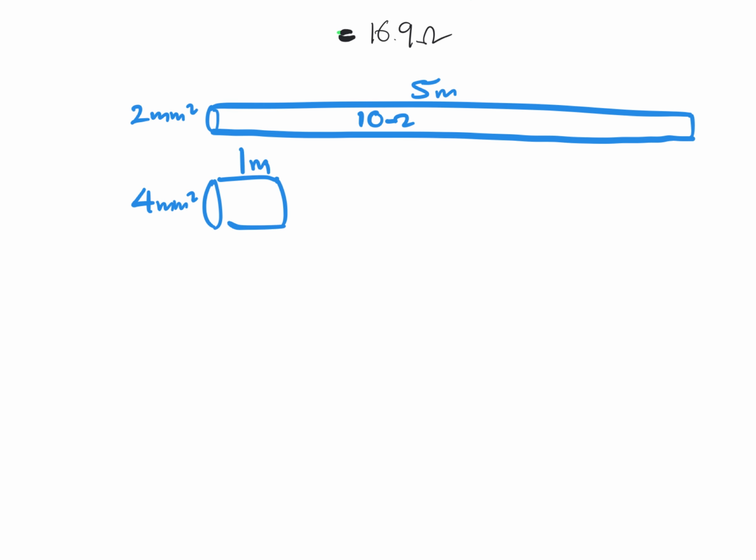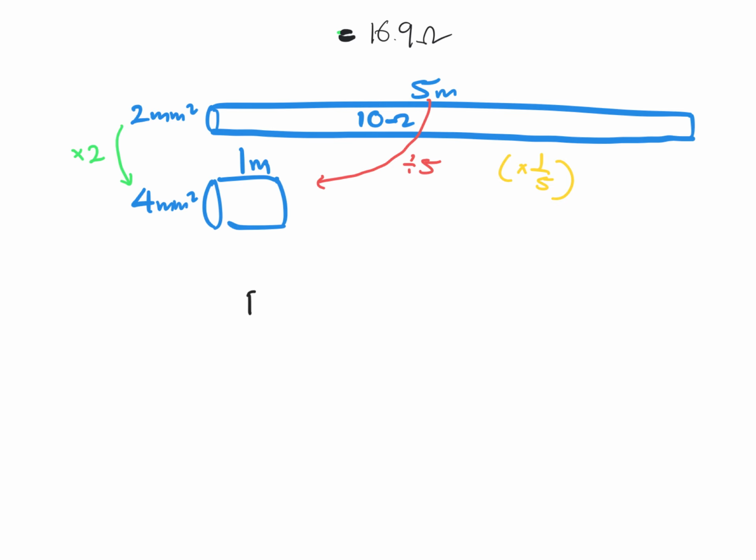5, 4, 3, 2, 1. In terms of length, I divided by 5, correct? That's how my length changed. What about my area? This was multiplied by 2. In terms of logic, it's shorter, so it's going to be easier. My resistance will divide by 5. In terms of area, it got wider, so it's going to be easier. My resistance is going to drop again.